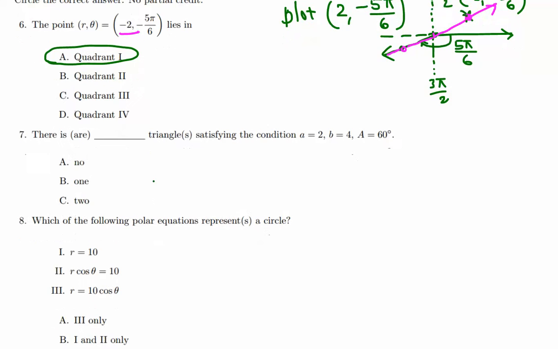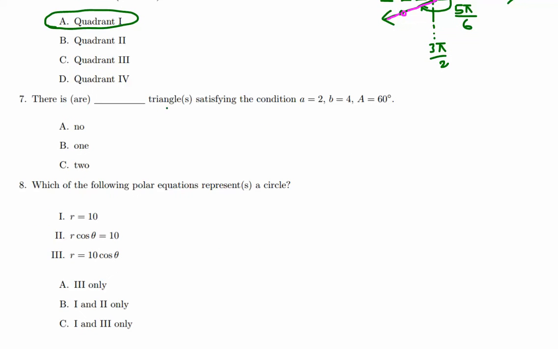Now number 7, there are 1 or 2 triangles satisfying the condition. So let's try to solve for one angle and see what we get. We have a generic triangle ABC, with lowercase a, lowercase b, lowercase c. A is 60 degrees, b is 4, and a is 2 by the way here. So an angle and its opposite side are given.